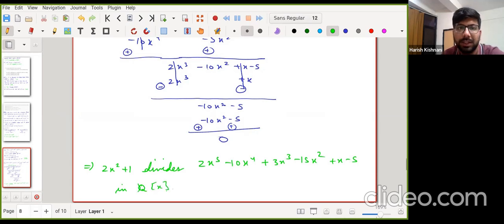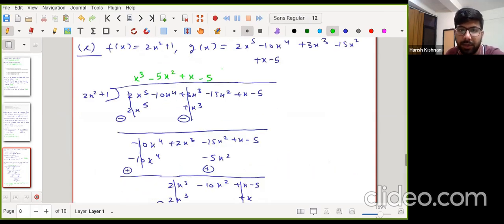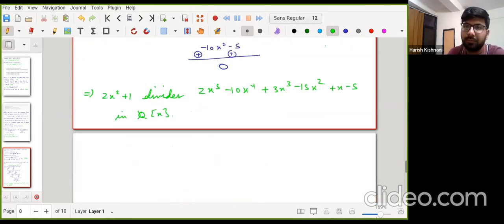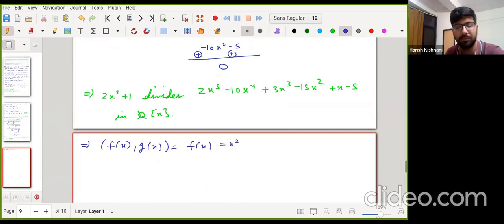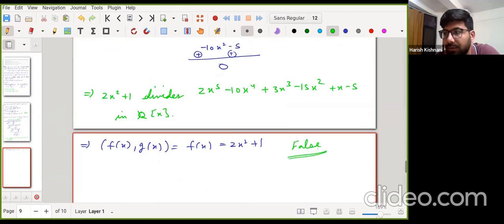Okay, as you can see, this polynomial is definitely inside Q[x], so there is no doubt in that. Okay, so the GCD is going to be then f(x). So this implies GCD of f(x) and g(x) is nothing but f(x), which is 2x squared plus 1. But in the question you have that the GCD is 1. So the original statement is false. Okay.